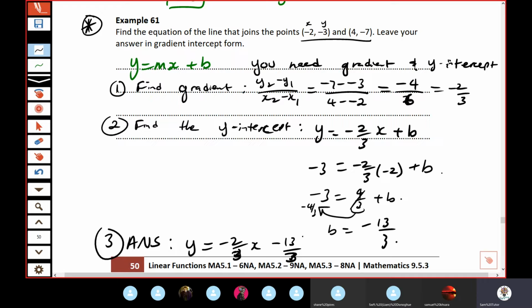Okay, can someone tell me where I lost them? Was it finding the gradient or finding the y-intercept? Number 3, the y-intercept for me. Okay, and anyone at gradient? I didn't get how you got -13/3. So same thing, finding the y-intercept? Okay, cool.